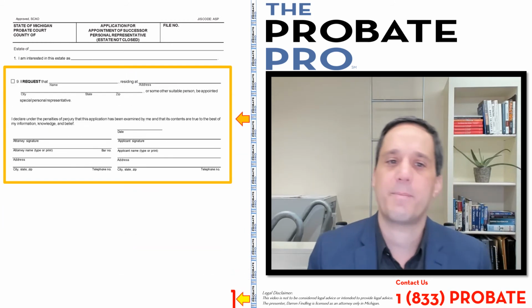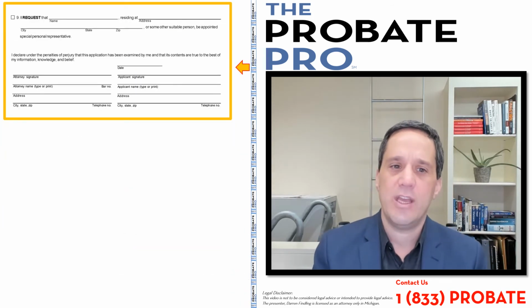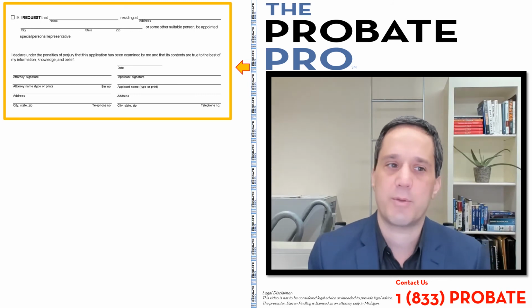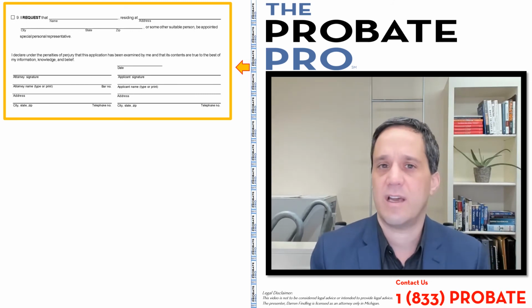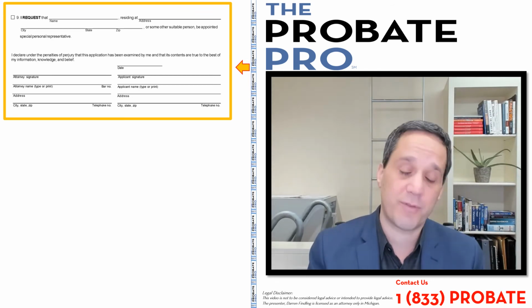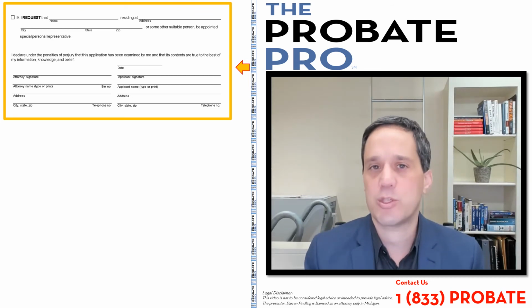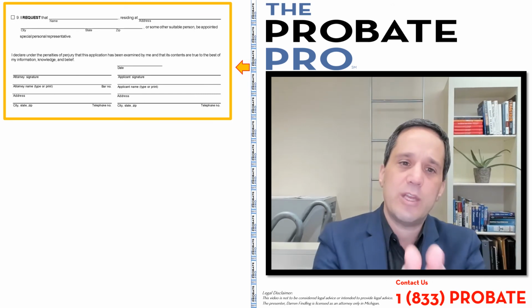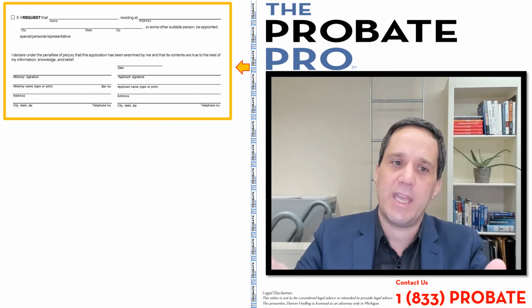Let's work our way onto the back side of the form. Here again, you can identify in the event you're looking for a special personal representative. This box for 9 corresponds to the front side of this form, in which a special personal representative would be needed during the pendency of this application.